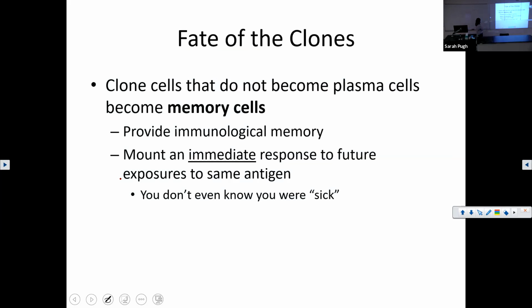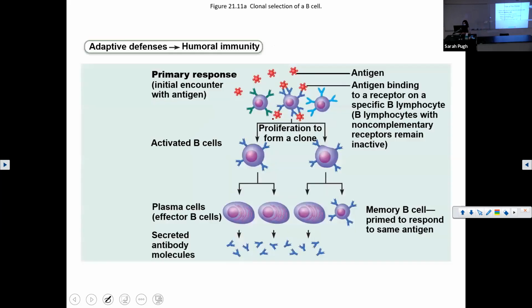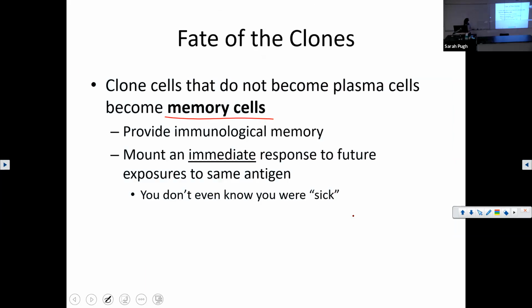Now there's another type of cell that's created in this process. These are called memory cells. So I want you to look back at this picture. I told you that a lot of these cloned cells make plasma cells, which pump out antibodies. But notice we've also made another kind of cell over here. That's a memory cell. Memory cells provide you with exactly what it sounds like, immunological memory.